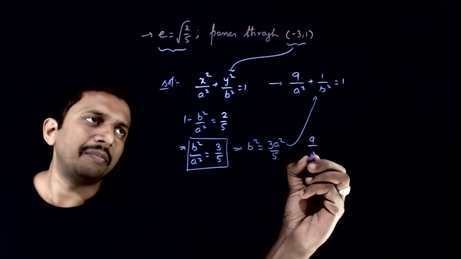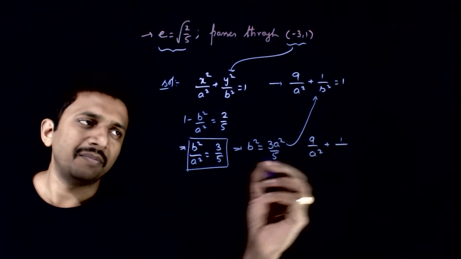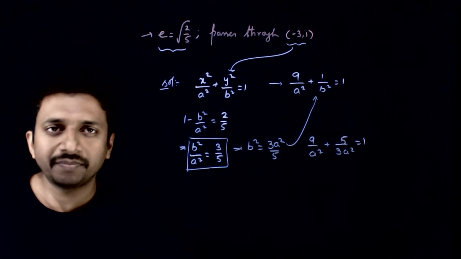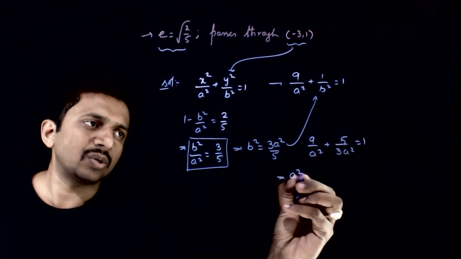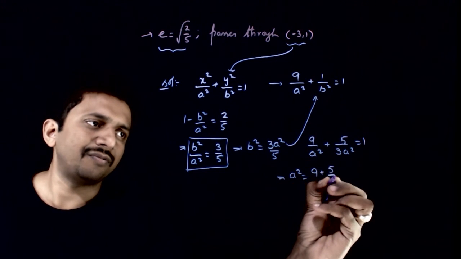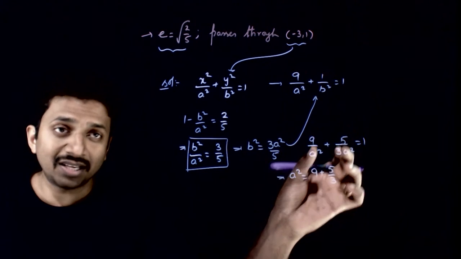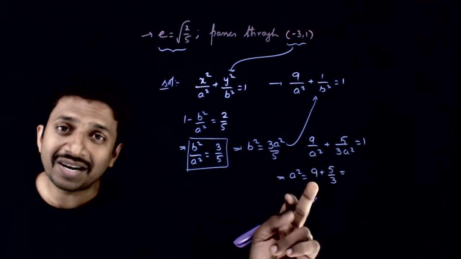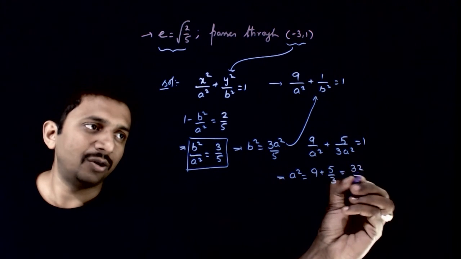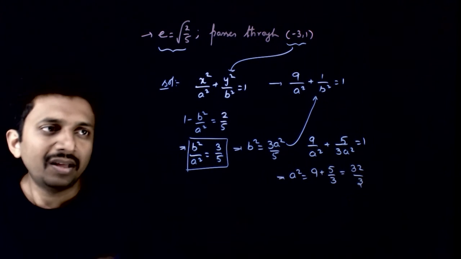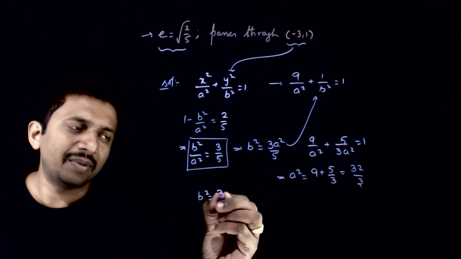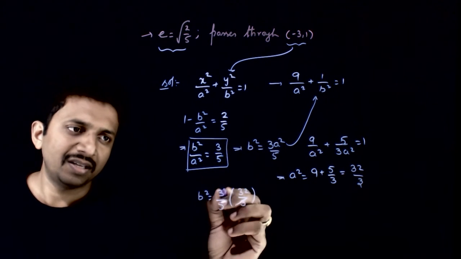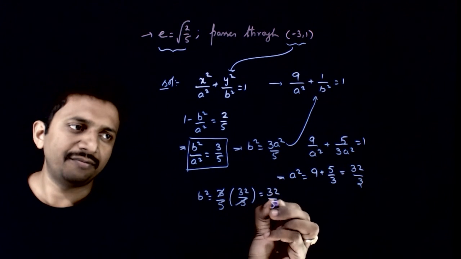So 9/a² + 1/b², where b² is 3a²/5, is equal to 1. This implies a² = 9 + 5/3. If I take this a² onto that side, a² is equal to 9 + 5/3, that is equal to (27 + 5)/3 = 32/3. And b² is nothing but 3/5 times 32/3, that is equal to 32/5.